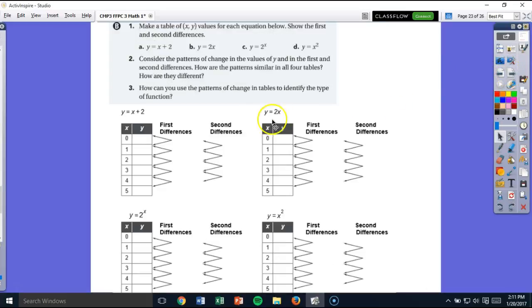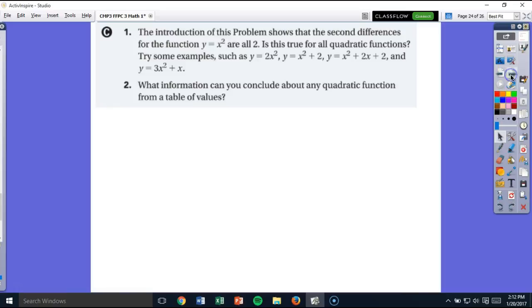Then for part B, again, we're given 4 different types of equations. This is on the back of your rubric as well. Fill out the tables with each of the 4 different equations for the table, first differences, second differences. Again, then we're going to look at all 4 of these and determine how they're similar and how they're different, and with these patterns of change, what type of function does that lead us to believe it's going to be? So experimenting with those.